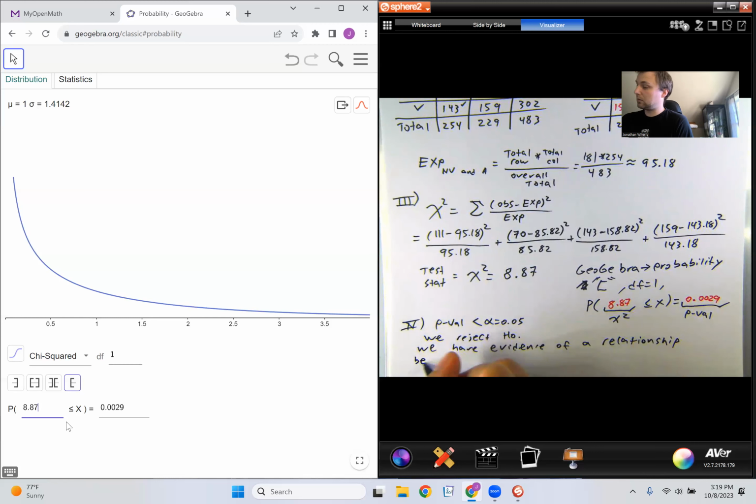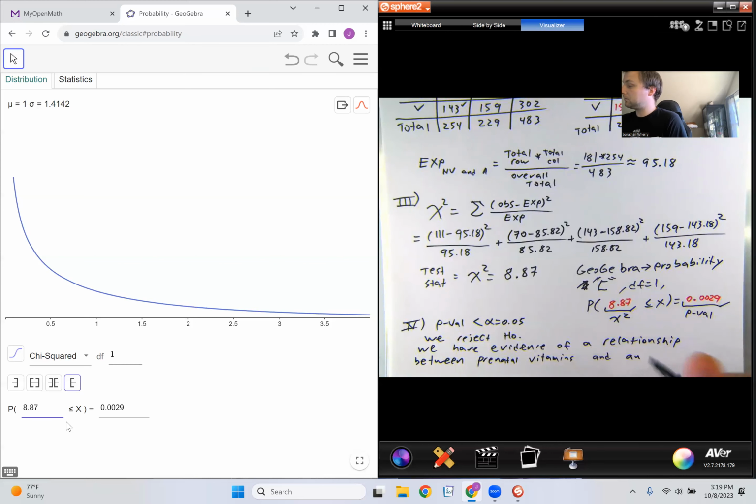between prenatal vitamins and autism. It doesn't say what that relationship is. It doesn't say that it's a causal relationship. It's just telling me that there's some sort of correlation between these variables.